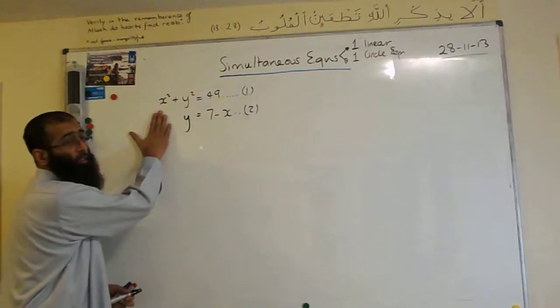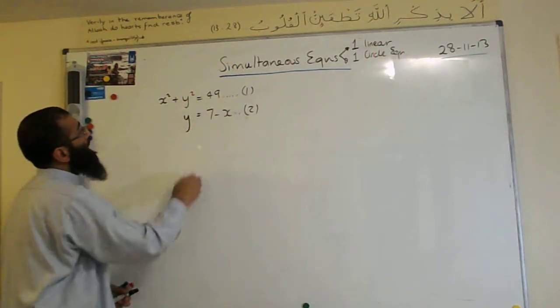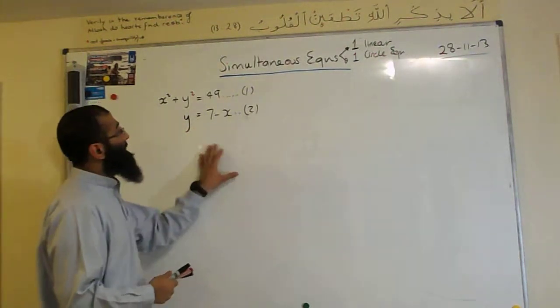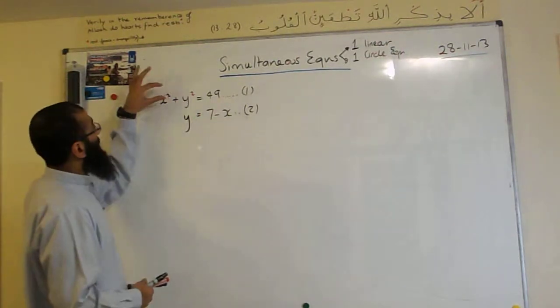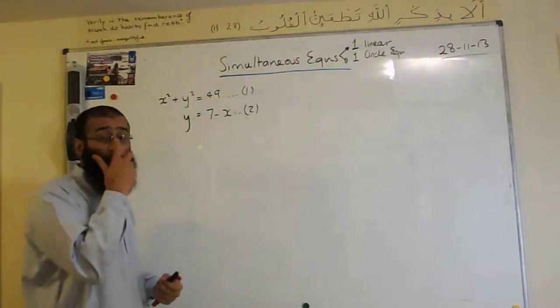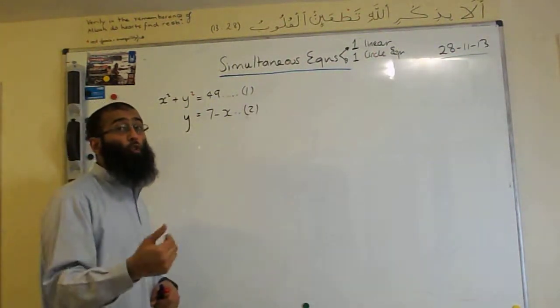Now, here's our first equation. We have x squared plus y squared is equal to 49. Y is equal to 7 minus x. That's our second equation. This is our linear equation. This is our circle equation, which has powers of 2 in it. Now, the technique we're going to use for solving this is substitution.